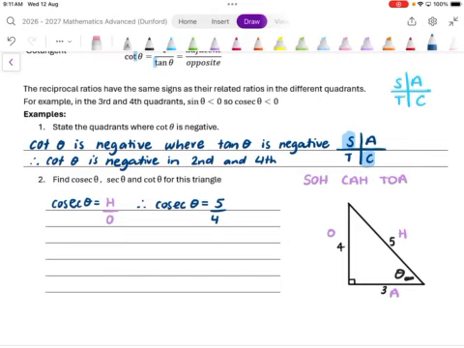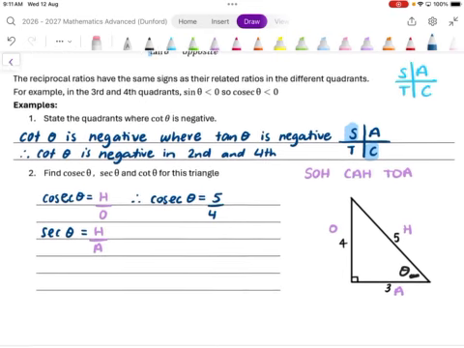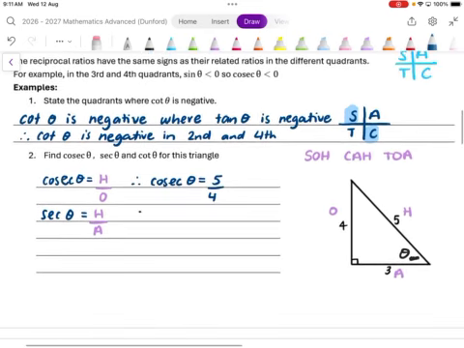Does that make sense? The next one, we have sec theta. Now, sec goes with cos. So cos is A over H, so sec is H over A. And so therefore, what we have is that our sec theta will be 5 over 3.